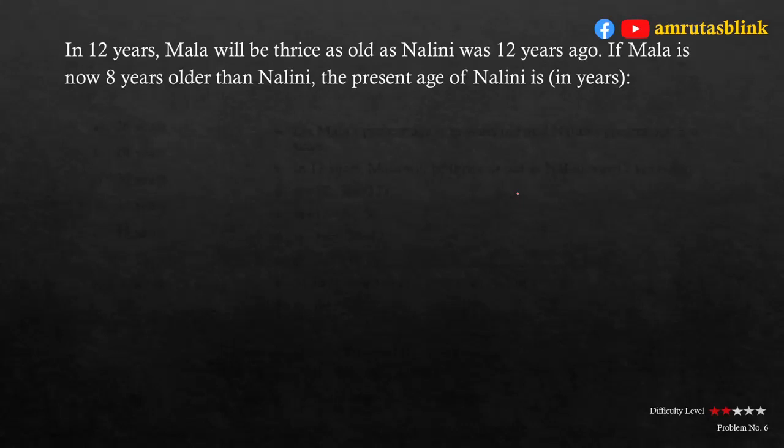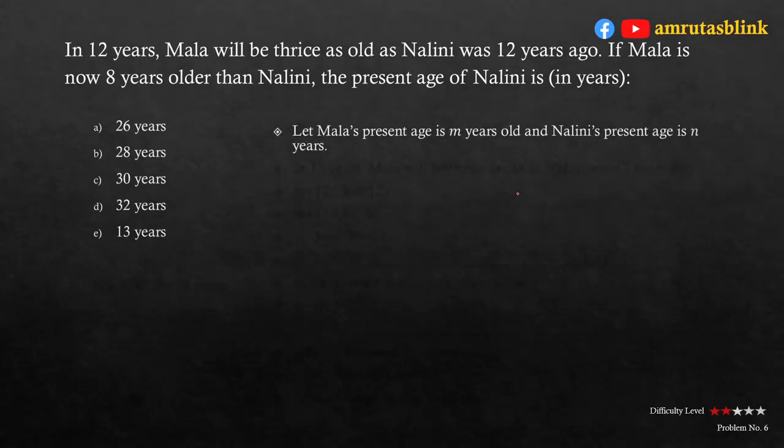Let's look at problem number 6. In 12 years, Mala will be thrice as old as Nalini was 12 years ago. If Mala is now 8 years older than Nalini, the present age of Nalini is how many years? Options: 26 years, 28 years, 30 years, 32 years or 13 years. Understand the given information very clearly, because the information is given in a slightly confusing way.